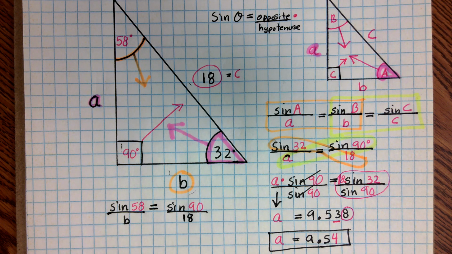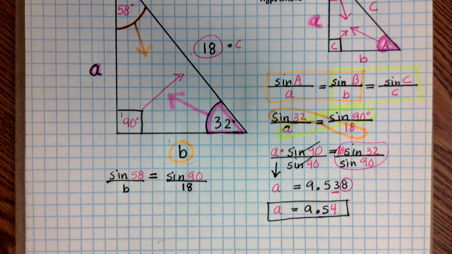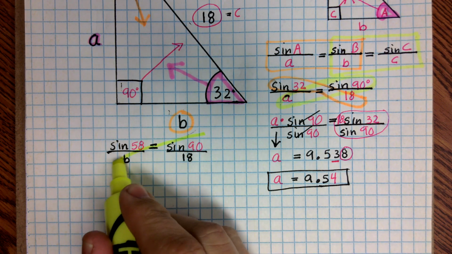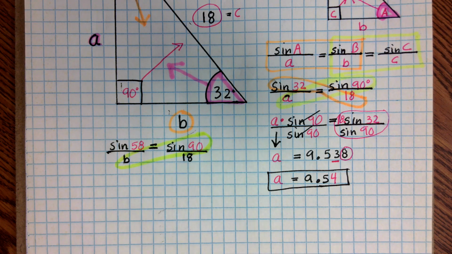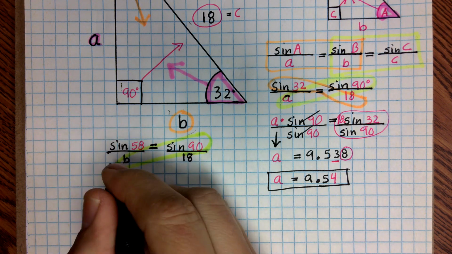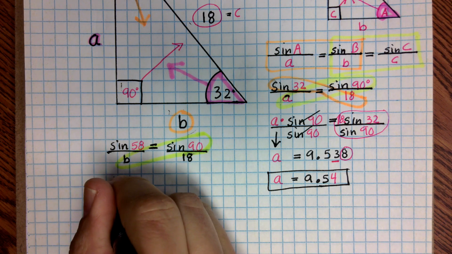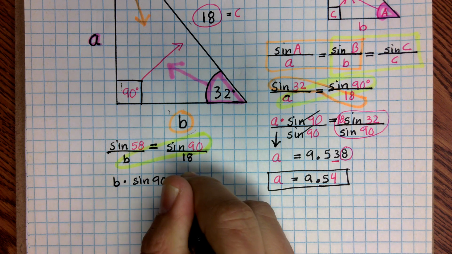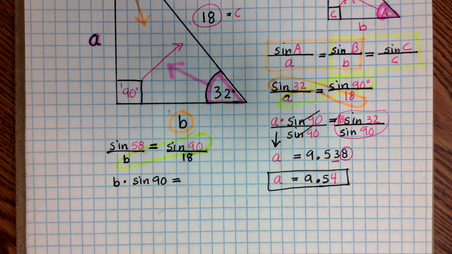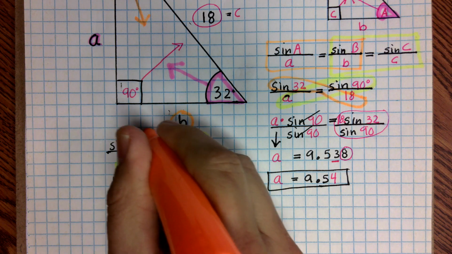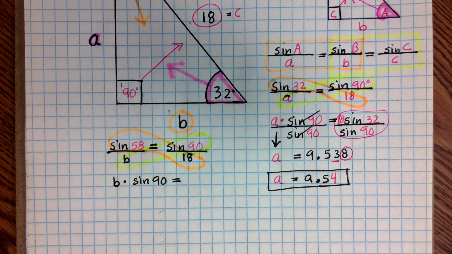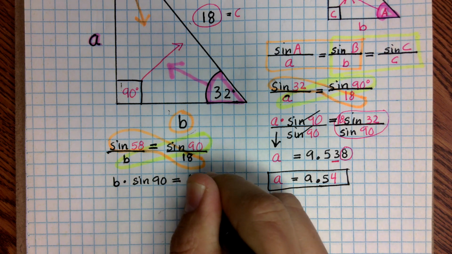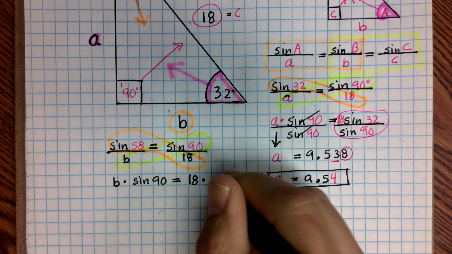And once again, we're just going to cross multiply. So I'll move this up a little bit. You saw where I got the numbers from. And now we're going to cross multiply. I'm going to start by multiplying b to sine 90. So I'll write that right here. b times sine 90 is equal to, and then we're going to cross multiply this 18 and the sine 58. So 18, I'm going to write it first, 18 times sine 58.